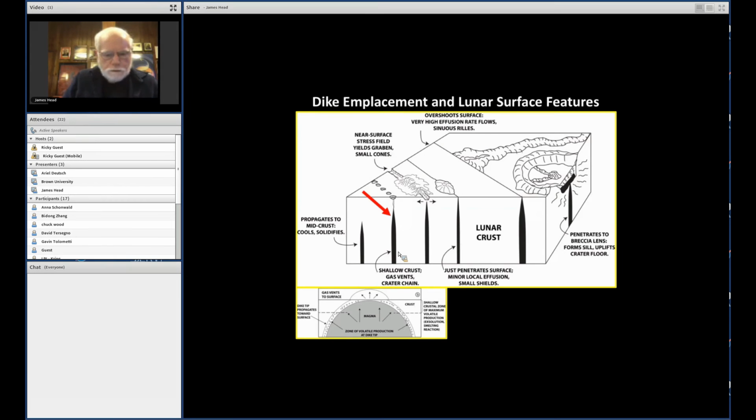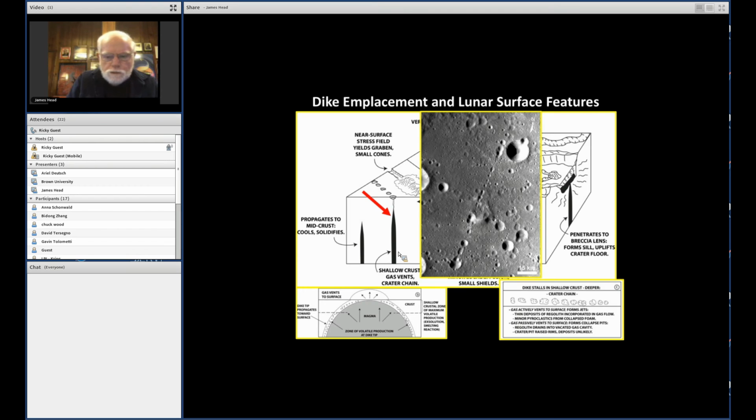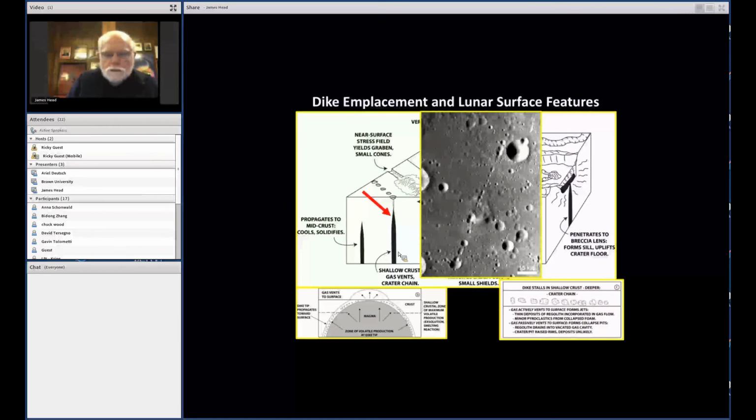So the next thing is, some of them reach the shallow crust, but they don't actually penetrate to the surface. And what these do is, as shown on the lower left here, at the tip of the dike, there's a lot of gas that's being exhaled. So if they get close to the surface, but they don't come out onto the surface as an eruption, then they're going to vent gas. And sometimes this leads to fluidization of the surface and regolith, et cetera, and to a series of chains, essentially like this Mendeleev crater chain on the far side.